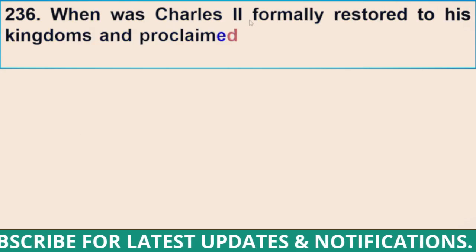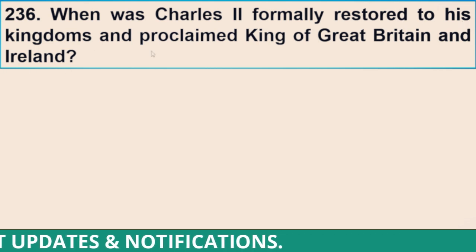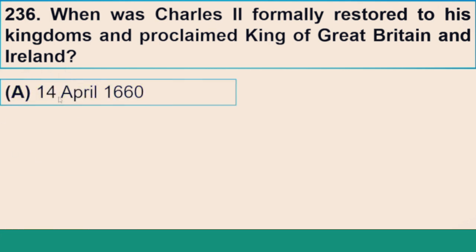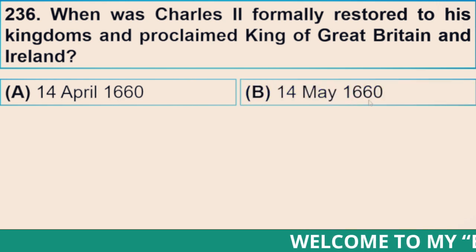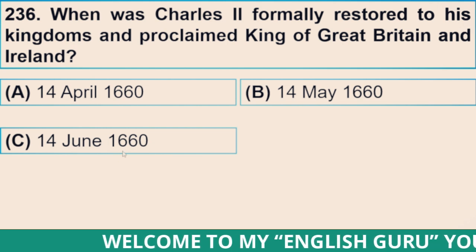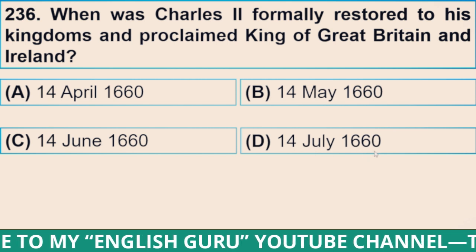When was Charles II formally restored to his kingdoms and proclaimed King of Great Britain and Ireland? Option A, 14th April 1660. Option B, 14th May 1660. Option C, 14th June 1660. And option D, 14th July 1660.